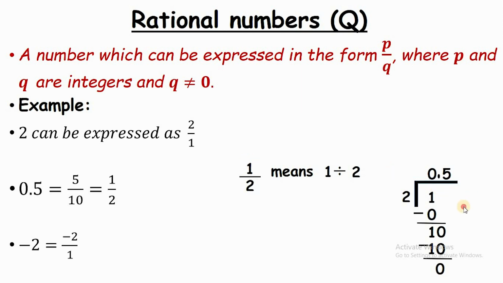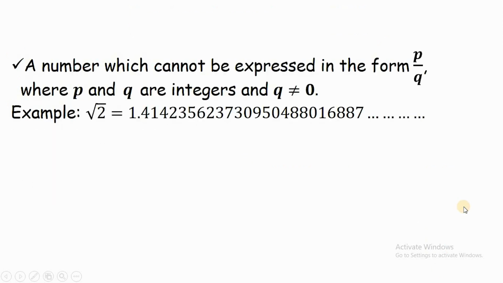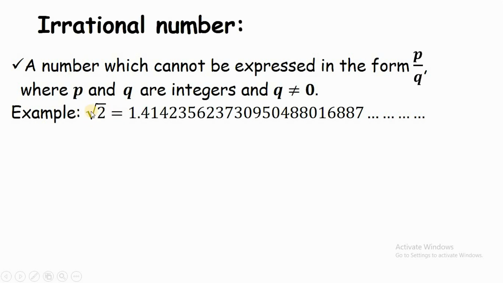Now there are some numbers which cannot be expressed in the form p by q, where p and q are integers and q is not equal to 0. For example, we have the square root of 2, which is equal to 1.41423562, and it keeps on going and will not terminate. Therefore such numbers are called irrational numbers. And square root of 2 cannot be expressed in the form p by q.